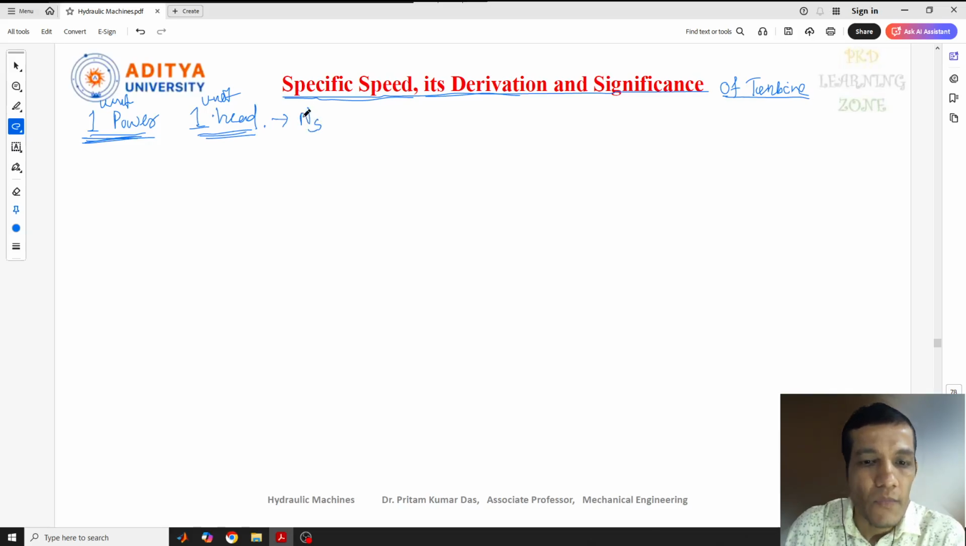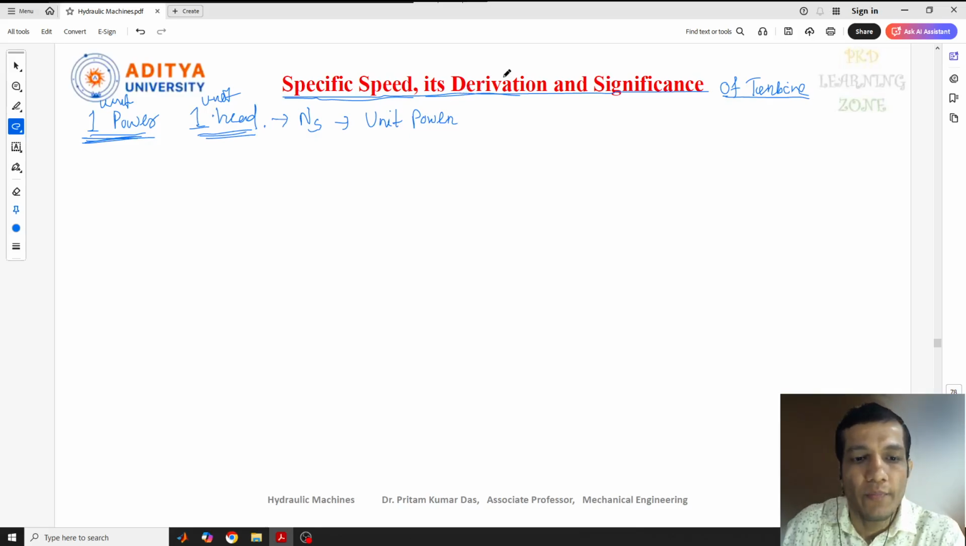As I told you, this will be used for comparing different types of turbines under different specific speeds, because each turbine has a different speed. So to compare different turbines, the specific speed is a must. And the unit power I mentioned will be taken in two types: one for SI units, another for MKS units.